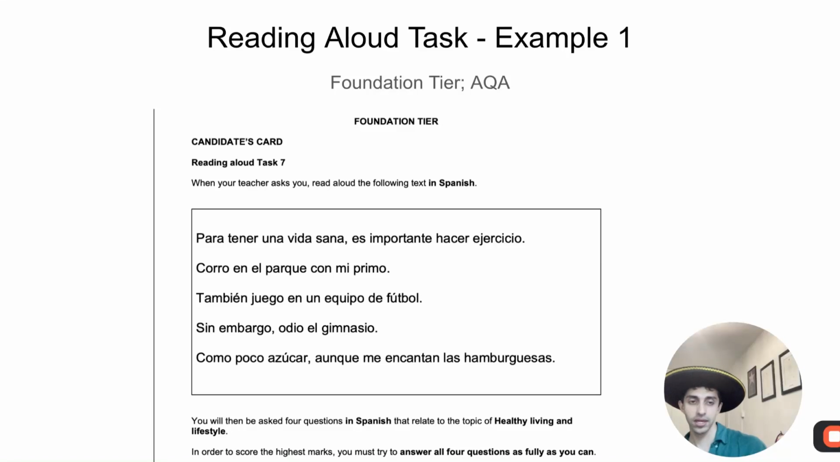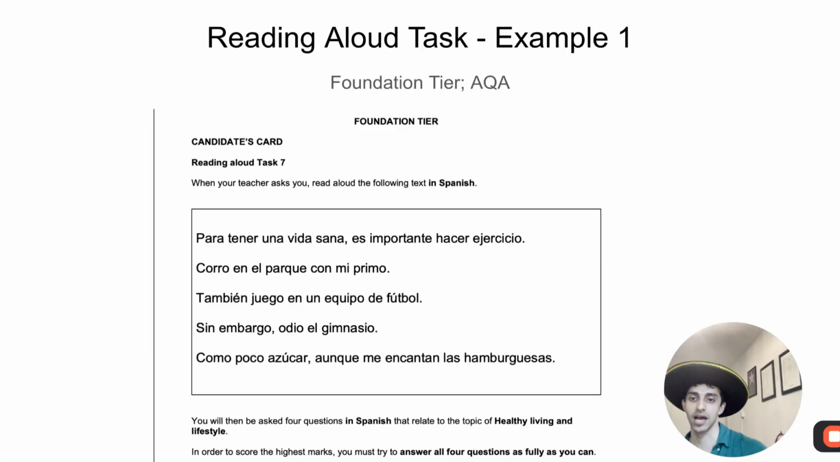So I'm just going to show you some examples now. These examples are, of course, taken from the exam boards in question. So there's only two of those, which are AQA and Pearson edXL GCSE. This first example is from the sample material provided by the AQA exam board, and specifically for foundation tier. So you can see the text itself, as well as the instructions written out, as they would be on your candidate card for the reading aloud task.